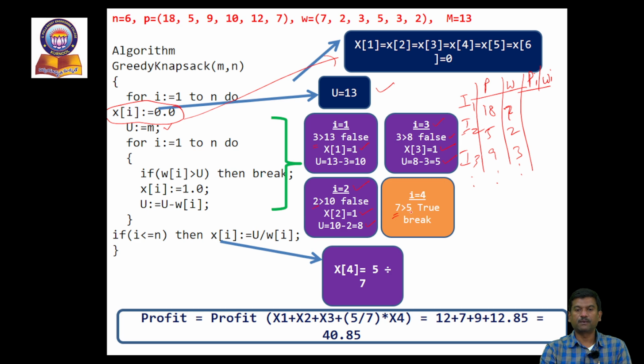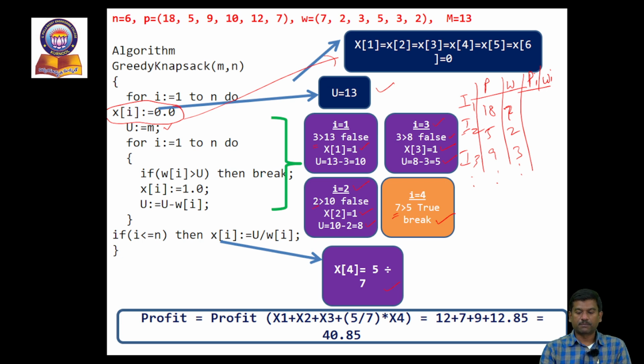What is the remaining capacity? That is 5. Is 7 greater than 5? It is a true condition. If it is a true condition, then break. Then find out the fractional part. The fractional part is x of 4 equal to the remaining balance that is available, 5, divided by the weight of that item, which is 7. So 5 by 7th of the fourth item should be taken into consideration.